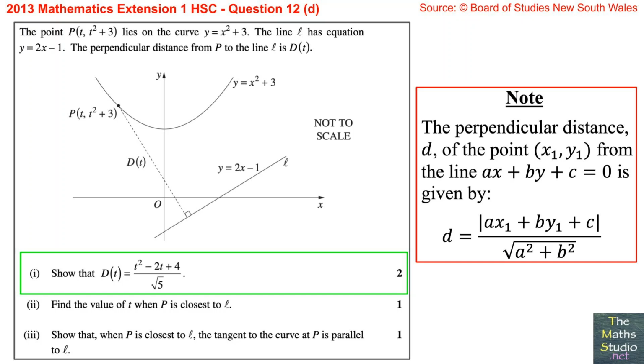The point P, (t, t squared + 3), lies on the curve y equals x squared + 3. The line L has equation y equals 2x minus 1. The perpendicular distance from P to the line L is d of t. Part 1. Show that d of t equals (t squared minus 2t plus 4) over the square root of 5.